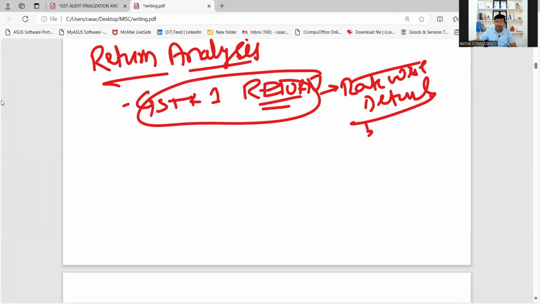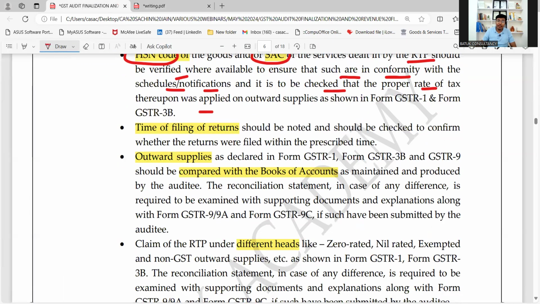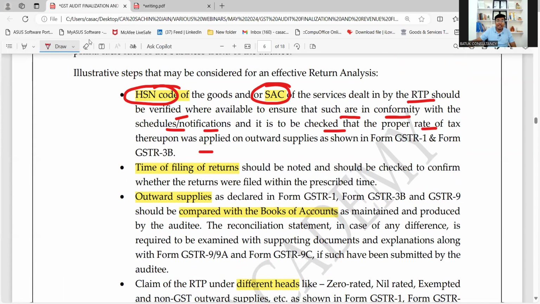So you just need to cross verify the rate wise detail with the HSN code mentioned in the GSTR1 and also the same HSN code, SSC code mentioned on the GSTN common portal. You just need to check the same, because if the HSN code and the SSC code maintained on the GST common portal differ from the nature of business, in that case you just need to highlight the same point in your report. So this is my first point related to HSN code and SSC code.